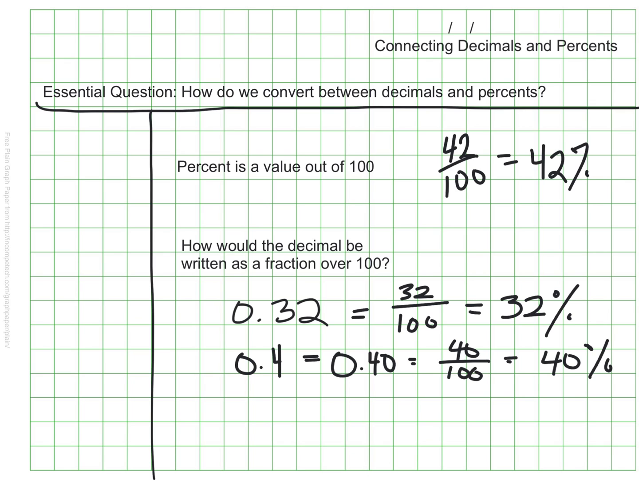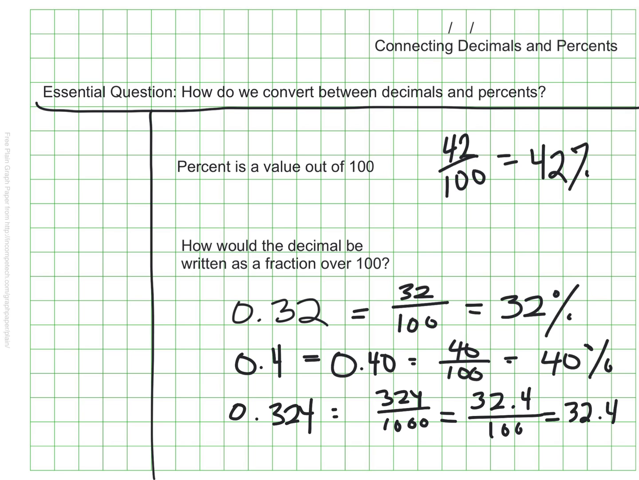Sometimes we have values that are past the hundredths, such as 324 thousandths, right? We would write this fraction as 324/1000. And if we wanted to make that into hundredths, we would write this kind of weird thing. We'd write 32 and 4 tenths over 100. Not that we would ever write a decimal in a fraction, but that would tell us that this would be 32 and 4 tenths percent. So sometimes we have a decimal in our percent.